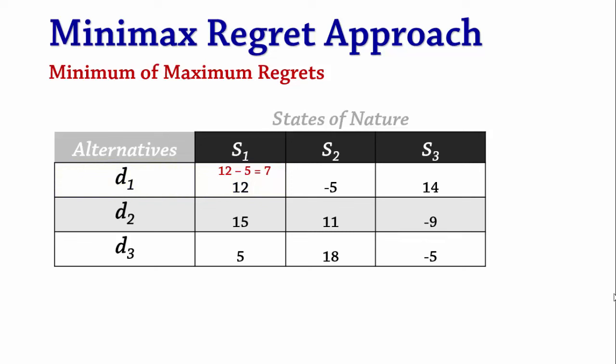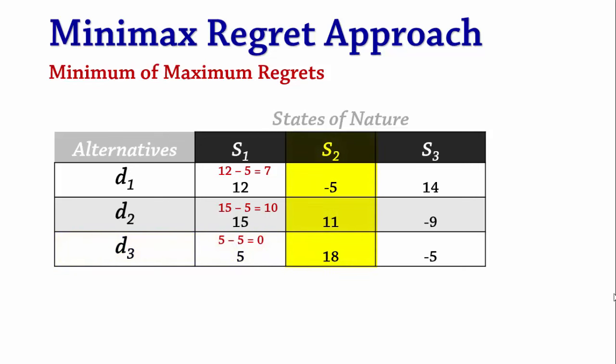So going back to S1, if instead you chose D2, you're paying $15 when you could pay $5, and your regret will be 15 minus 5, which equals 10. And if you chose D3, your regret is 5 minus 5, which equals 0. That is, there is no regret.